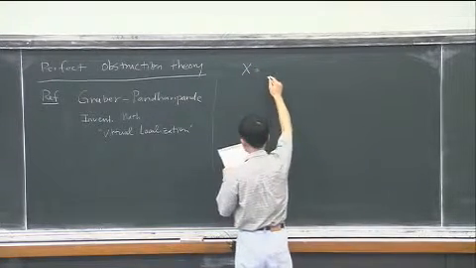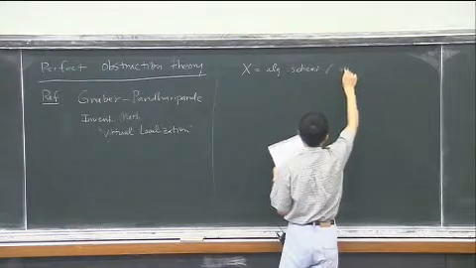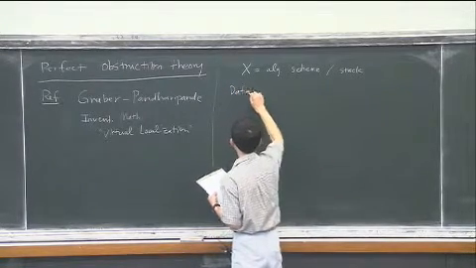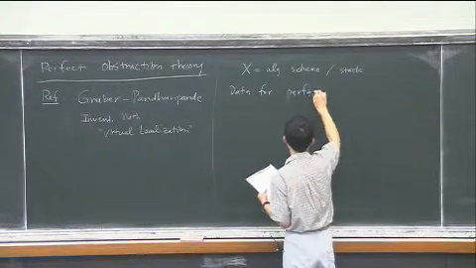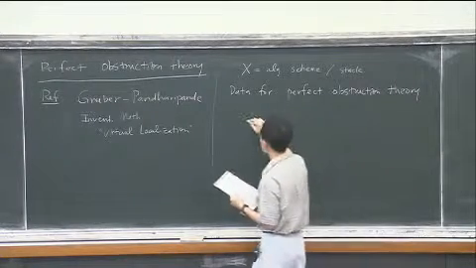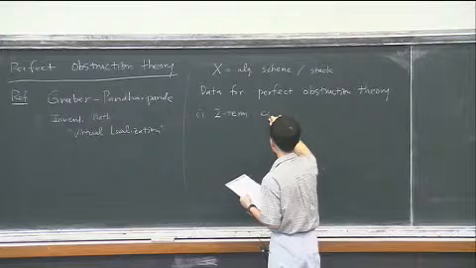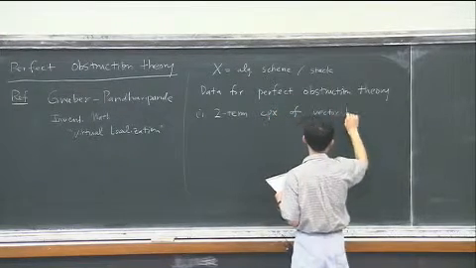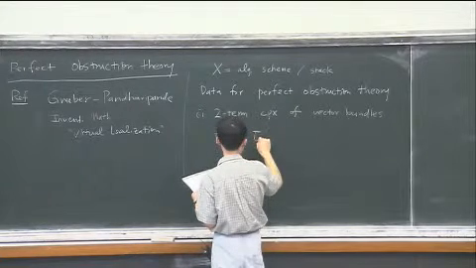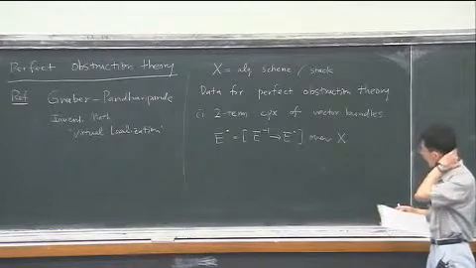So X is an algebraic scheme, or it's a Deligne-Mumford stack. The data for a perfect obstruction theory is two things. First is a two-term complex of vector bundles over X. So on X, you have a two-term complex of vector bundles.